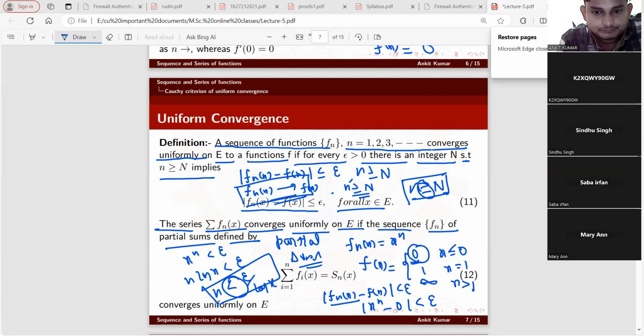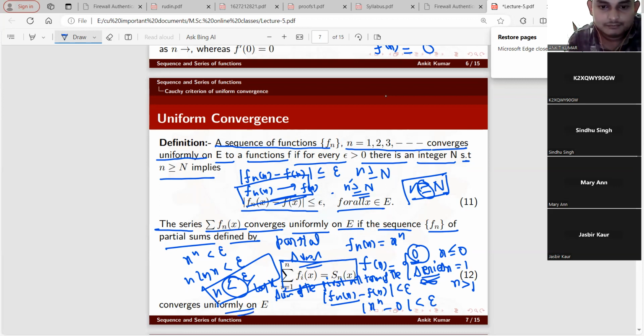Okay. So basically, the partial sum is the sum of the first nth terms of the series. So this is summation of fn(x) equal to sn(x). Converges uniformly. So if we have a sequence of functions, then we use this result: the mod of fn(x) minus f(x) is less than or equal to epsilon.